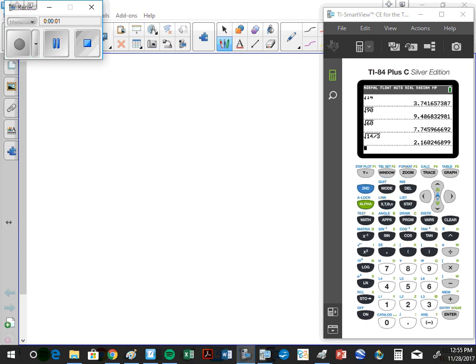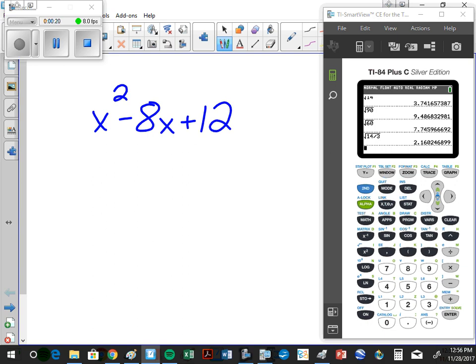We are working on 3.5, and we're going to spend 2 days on this one. First, we need to remember how to factor quadratics. If I had x squared minus 8x plus 12, I'm going to put that in the box.